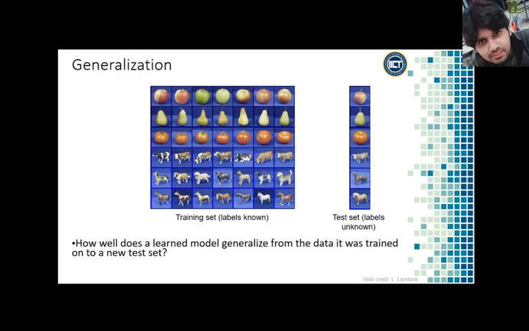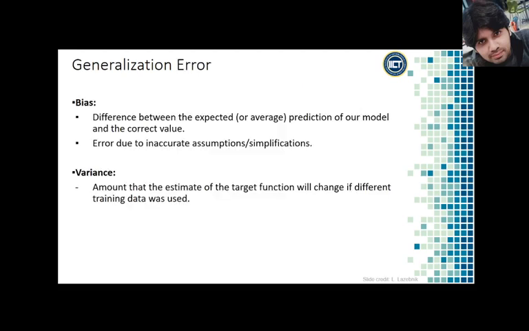Now, this is a kind of generalization, which is how well a learned model generalizes from the data it was trained on to a new test set. From Elite Data Science, bias occurs when an algorithm has limited flexibility to learn the true signal from the dataset. And Wikipedia states that bias is an error from erroneous assumptions in the learning algorithm. High bias can cause an algorithm to miss the relevant relations between features and target outputs, also referred to as underfitting. So bias is the accuracy of our predictions. A high bias means the prediction will be inaccurate.